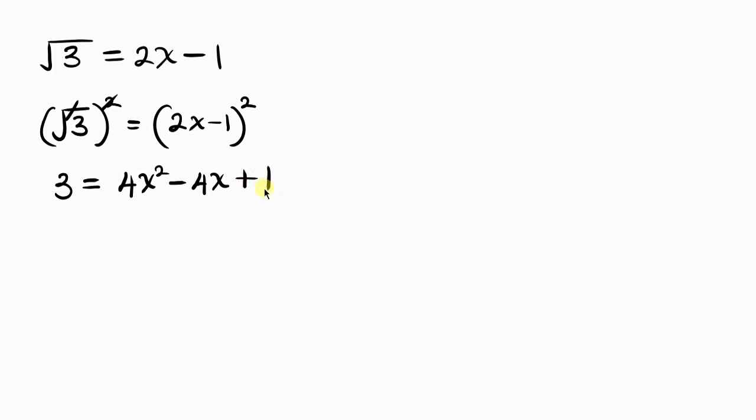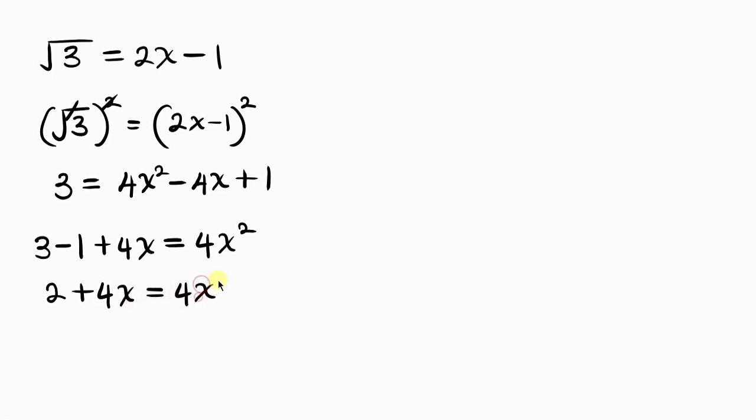Our next step will be for us to move every other thing to the left-hand side. So I have 3. As 1 crosses to the left, it becomes minus 1. As negative 4x crosses to the left, it becomes plus 4x. So this is equal to 4x squared. Now simplifying the left-hand side, we have 3 minus 1, which gives 2, plus 4x. And this is equal to 4x squared.